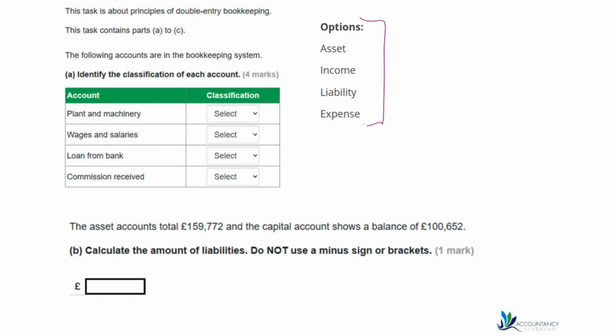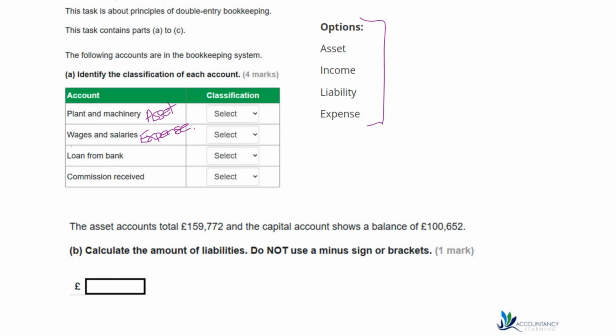So plant and machinery, this is often machinery that we use in factories, so it's big machinery. So this is going to be an asset to the business. It is something owned by the business. Wages and salaries, so this is what we pay our staff. So this is a cost to the business of running the business. Without our staff, we wouldn't be able to run the business. So wages and salary would be an expense.